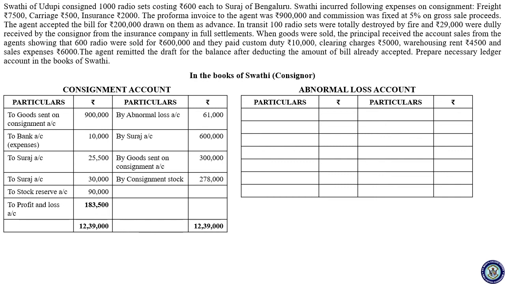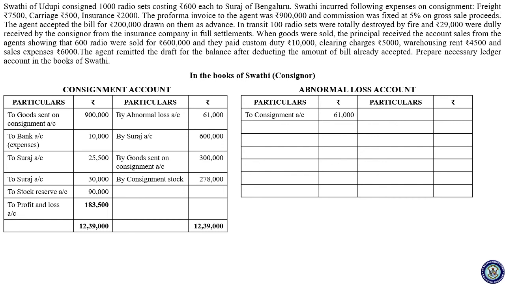The first entry, you see the consignment account credit side, there is by abnormal loss. So in abnormal loss account, it is to consignment. You have incurred 61,000, that is abnormal loss. You have incurred the loss. The insurance company settled 29,000, so you have received the money. The consignor is going to receive the money, that is bank account debit to abnormal loss account.